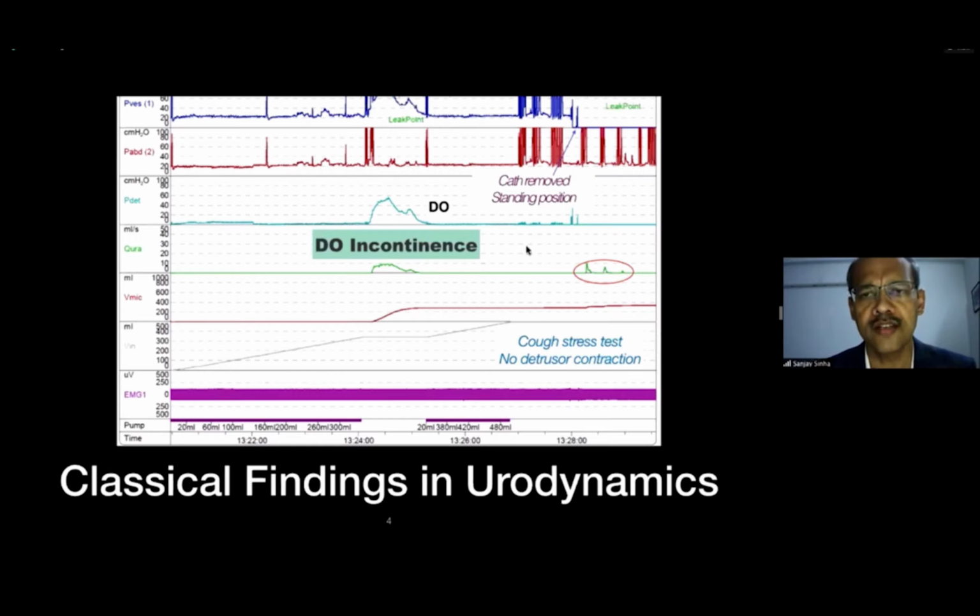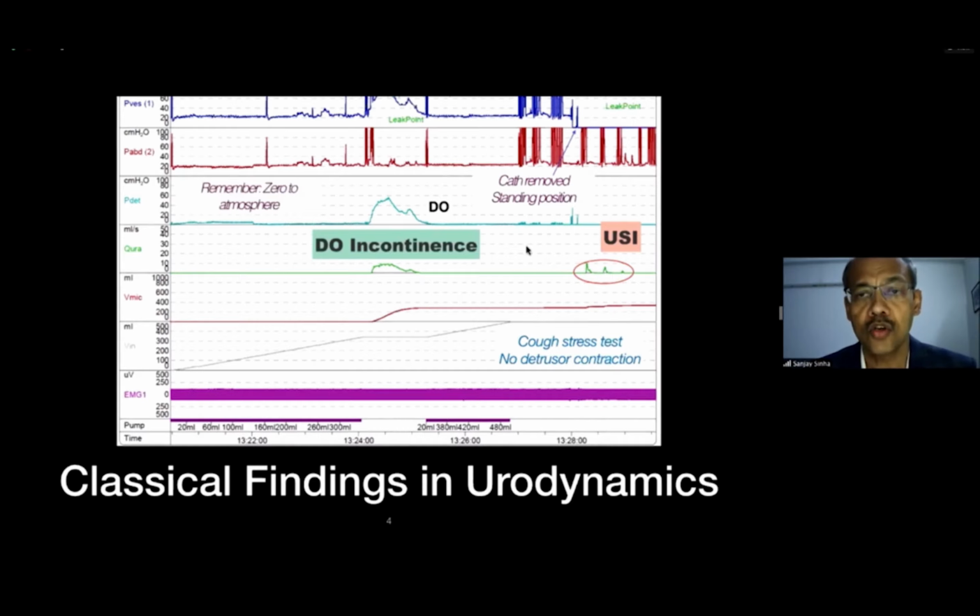And what this also tells you straight away is that to be able to unmask stress incontinence, you might need to make the woman stand. And in fact, you always examine in the standing position all these women. And you might need to remove the urethral catheter because some women do not leak with the catheter in place.